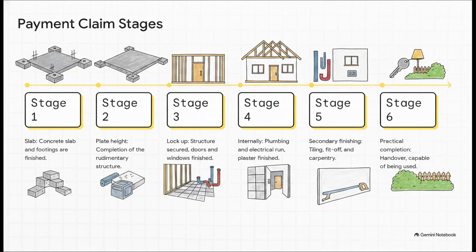It usually starts at the slab stage, which is when the concrete footings are poured. Then we hit plate tight. That's your rudimentary structure where the walls are up and ready for a roof. After that comes lockup, followed by internally, where all the plumbing and wiring run through those walls. Next, we hit secondary finishing for things like tiling and carpentry, going all the way to practical completion. And that's handover time, when utilities are finally linked and the building is reasonably ready to be used.